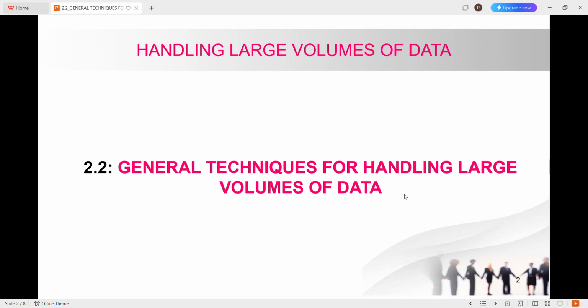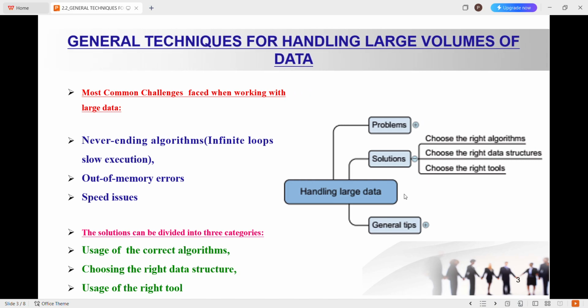So in today's session, we will be seeing what are the general techniques for handling large volumes of data. In the last class, we have seen the common challenges or problems faced when working with large data. It could be a never-ending algorithm with infinite loops, which might result in slow execution, or it might be the out of memory error, or it could be the slowdown, that is the speed issues. Now we'll find out the solution, which is based on these three categories.